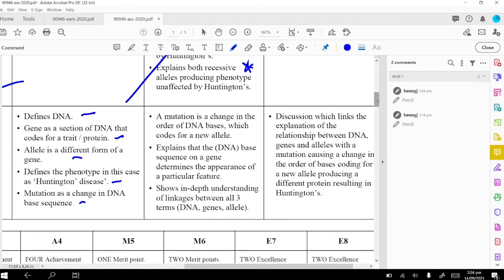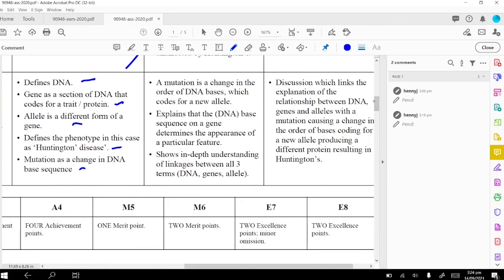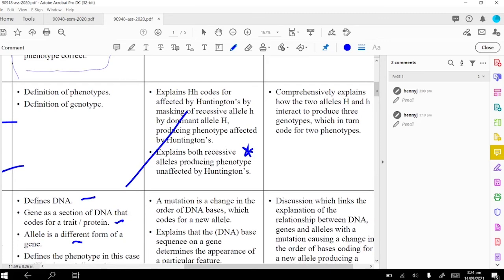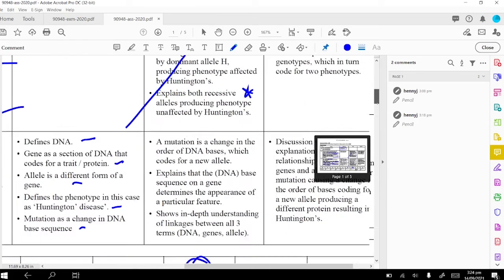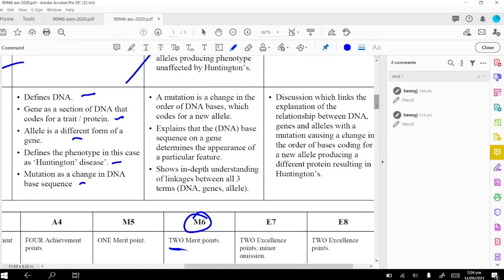For merit, you had 3 opportunities to gain merit here, and look, for M6 you only needed 2. And we already at least got 1 in the previous one. Okay, so a mutation is a change in the bases of DNA which codes for a new allele. We said that. Explains that DNA base sequence on a gene determines the appearance of the particular feature, phenotype, or trait. Okay, we did that. Show an in-depth understanding of the linkage between all 3. There we go. So there's another M opportunity there.